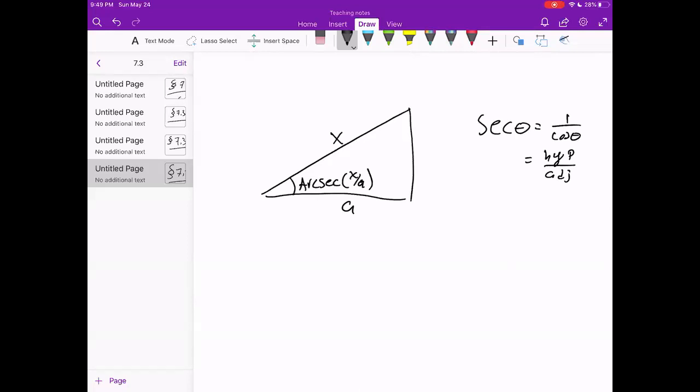And by the Pythagorean theorem, I called this y. I know a squared plus y squared is equal to x squared. So y is equal to the square root of x squared minus a squared. So this side is really just square root of x squared minus a squared. Yeah, if you thought your trigonometry was going away, it's not.